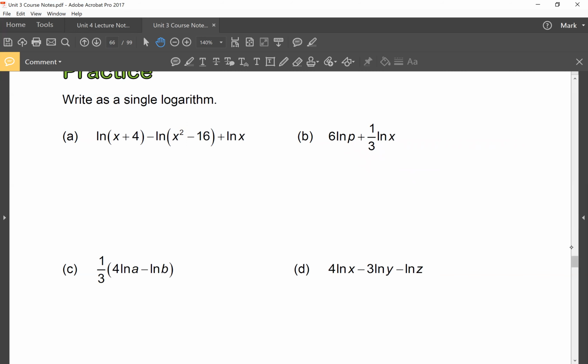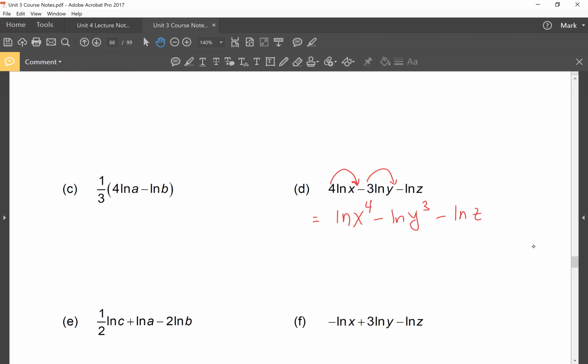So first things first, I bring the 4 up and the 3 up. So I would simplify this to ln x to the power of 4 minus ln y to the power of 3 minus ln z. Now, what I'm saying is you have ln x and you're going to subtract or divide that number by this guy, and you're also going to divide it by this guy. So this gets simplified as ln x^4 over y^3 z.